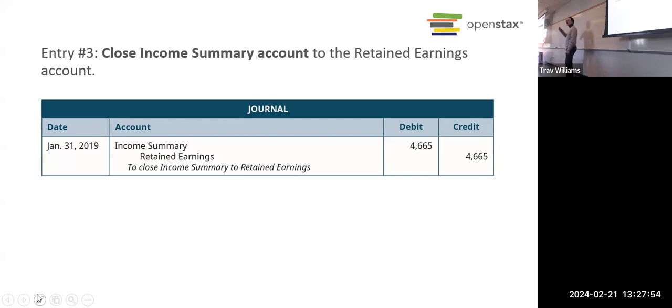You might want to write this next part down if you're taking notes. If the company had a net loss, it will be the opposite. You'll have a debit to retained earnings, and then you'll have a credit to income summary if there's a net loss. Okay?